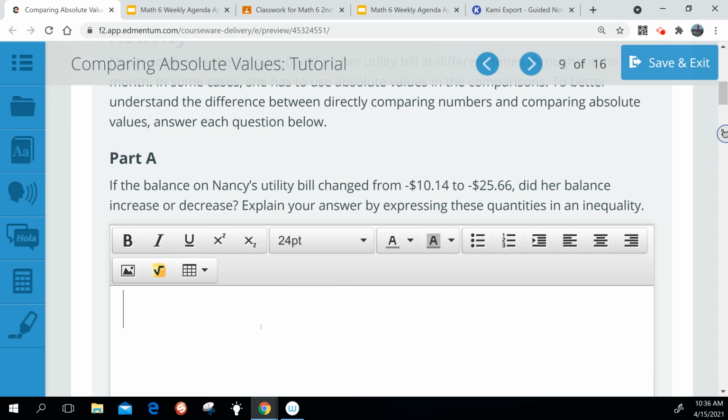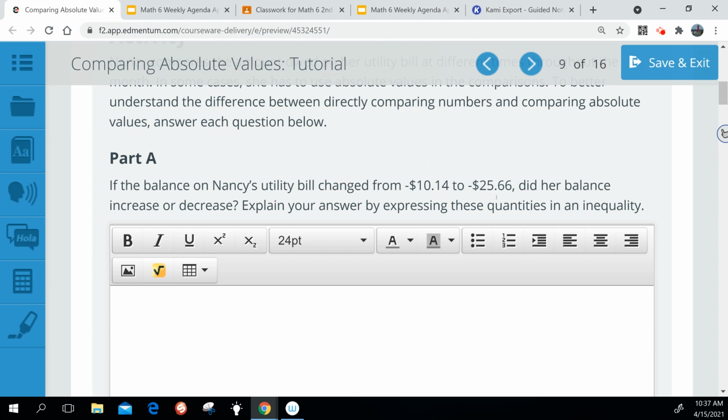Julius. Up. So what you're saying is negative $10.14 is less than? Yes. I mean, no, I'm not going to talk about money now. So what you're telling me is the number negative 10.14 is less than negative 25.66. Think about the number line. Which one's farther left? 25. Okay, so even though when we talk about money, we're going to look at it a little differently.